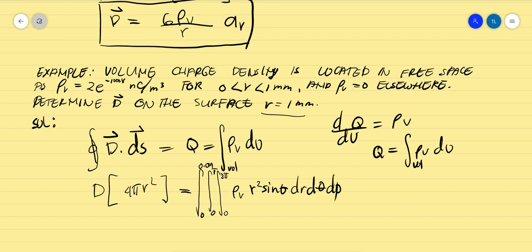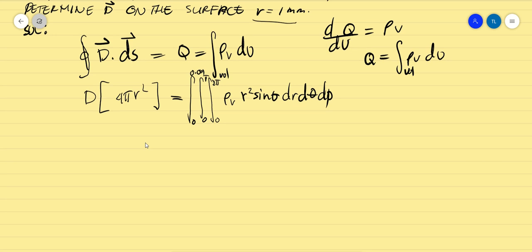Then to solve for D now, we just divide this by 4 pi r squared, and then we have our flux density. So D will be equal to the whole thing divided by 4 pi r squared. Before we do that, we can integrate first. So how do we integrate this one? It's a triple integration.